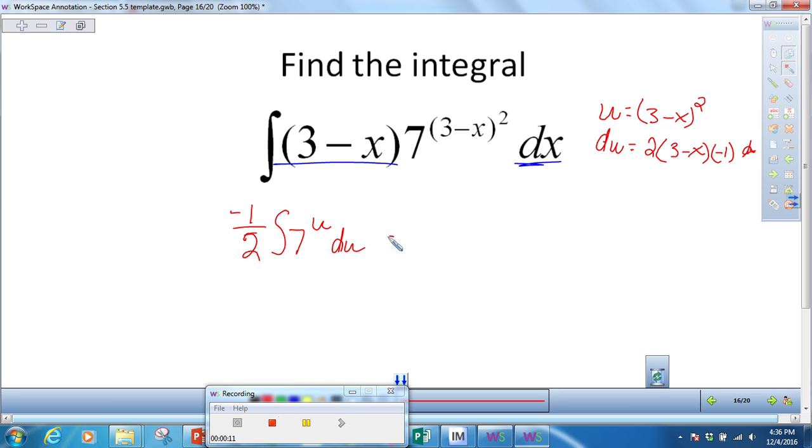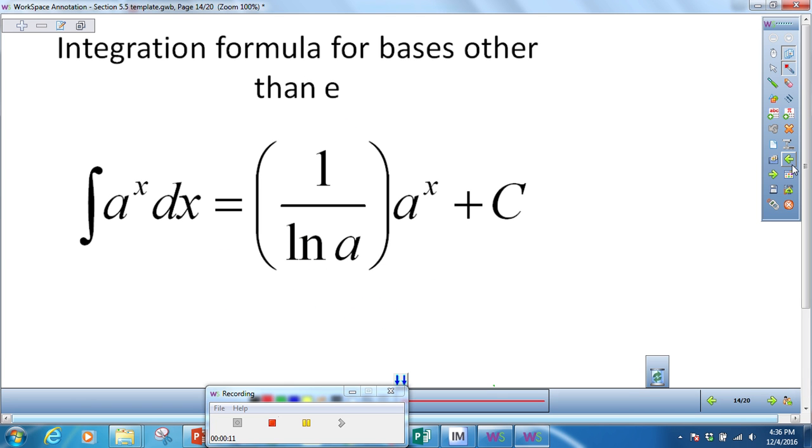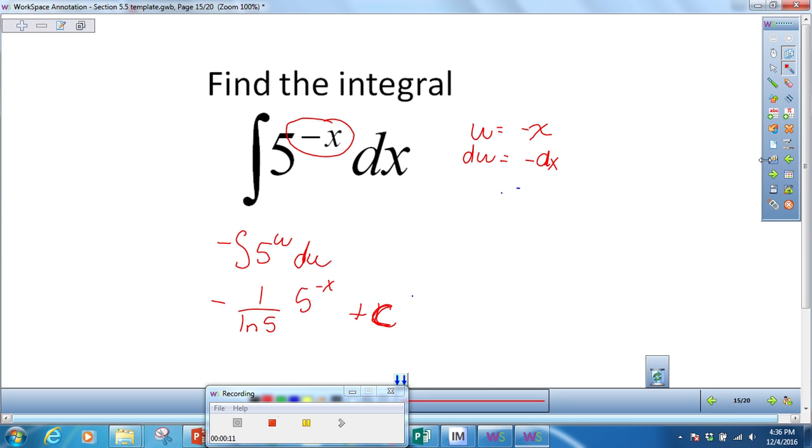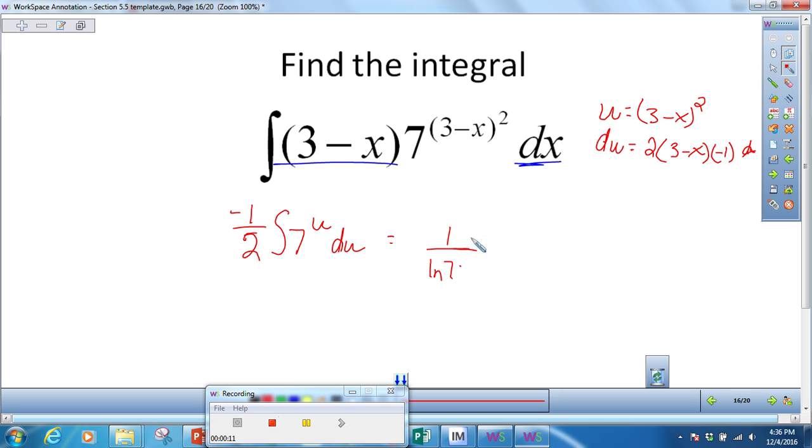And again, that is 1 over the natural log of 7. What is that formula? Let me look at that formula again. Yes, you need to know the formula, and I need to learn the formula too. It's 1 over the natural log of a, so in this case 1 over the natural log of 7, times 7 to the u. In this case, u is 3 minus x squared. There we go.